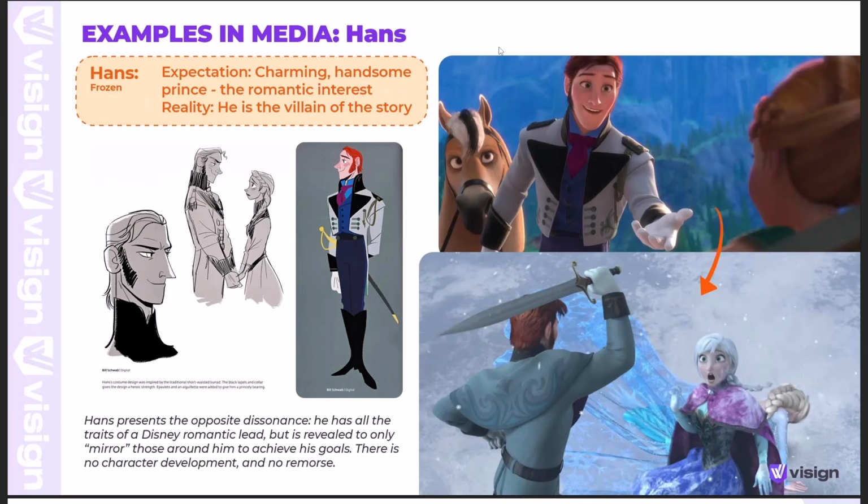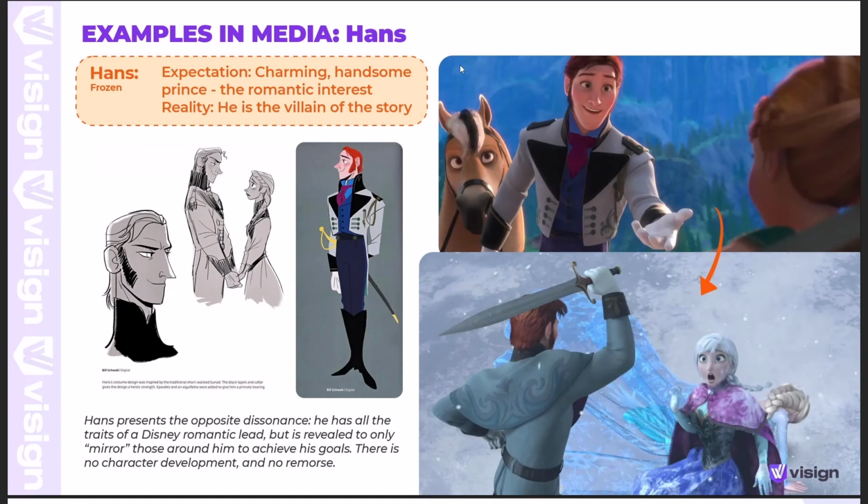Now let's look at someone the opposite of Beast, Hans from Frozen. The expectation here is that he's a charming, handsome prince, and that he's going to be the romantic interest in the film. But in reality, he's actually the villain of the story. Now, I need to give some context to this, because this is a film made by Disney, and Disney is known to create a prince that is going to be the romantic love interest. That's often the story beat that they follow.